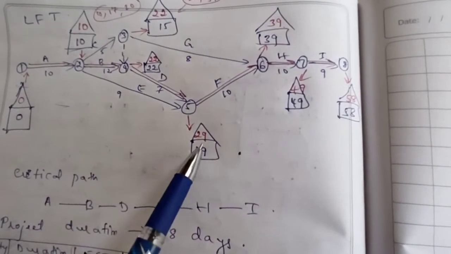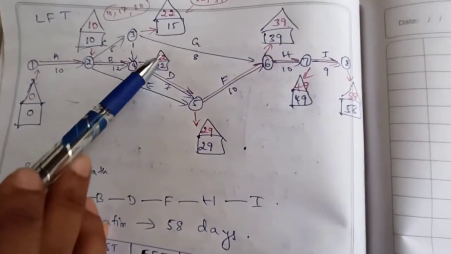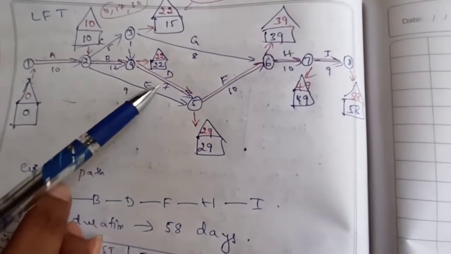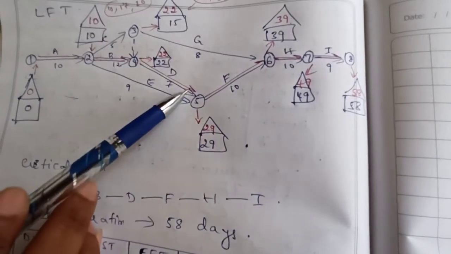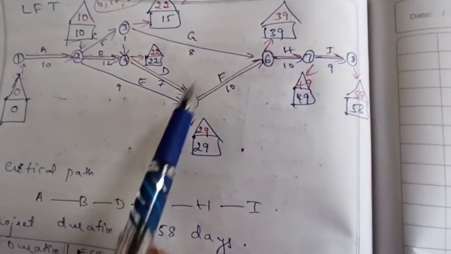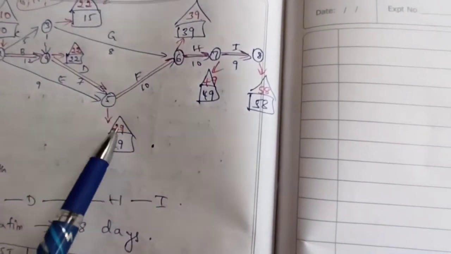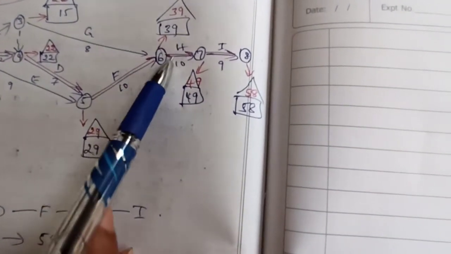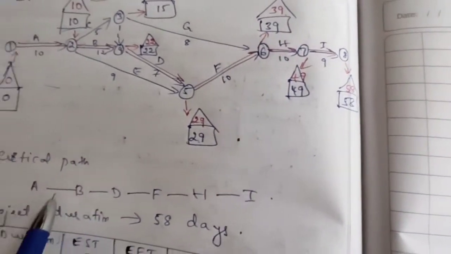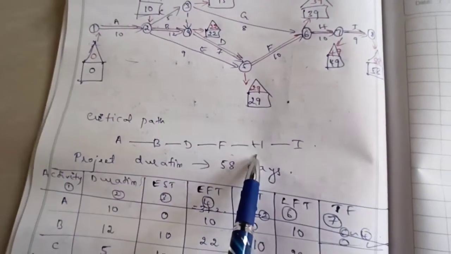Then D, it is 29, 29 as well as 22, 22. If I deduct, 29 minus 7, 22. So that also comes in the critical path. Similarly F, it is 39, 39, 29, 29. So 39 minus 10 is 29. So it also comes in the critical path. Similarly H and I. So my critical path is A, B, D, F, H, I.